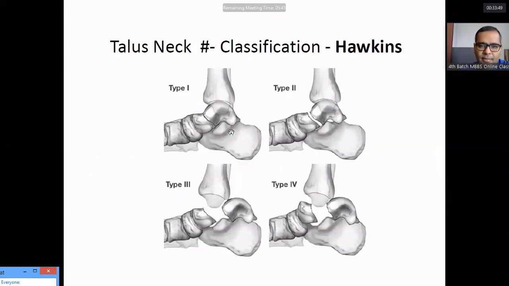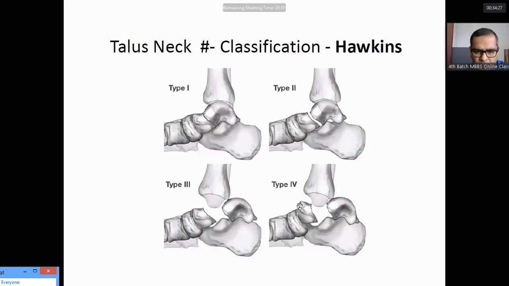Talus neck fracture has been classified by Hawkins into 4 types. Type 1 is the simple undisplaced fracture that runs through the neck and extends to the subtalar joint, with no displacement. When there is displacement, with incongruency of the subtalar joint, we call it type 2, displaced. Type 3 is when the bone has extruded from the subtalar joint, with large displacement.